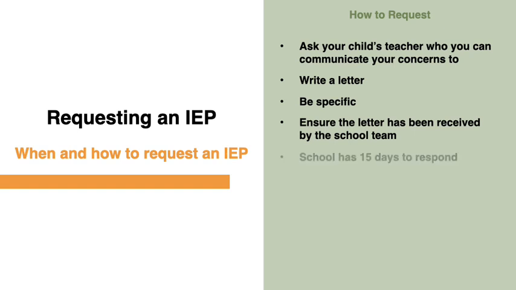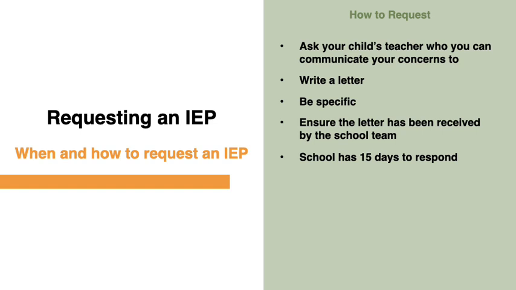And then once you have written the letter and provided your written request for an IEP, the school team has 15 days to respond to your request. So within 15 days, you should receive an assessment plan that outlines what the process will be like for your child to receive an evaluation.